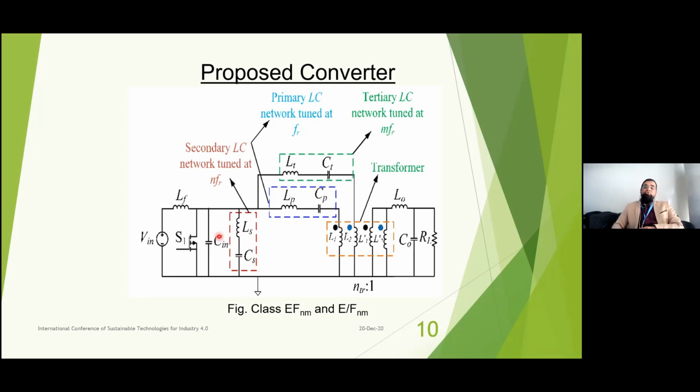So what is happening here? The input switch voltage is basically transferring the single harmonic. Say we have a switch voltage here, and the primary resonant frequency is 100 kilohertz.